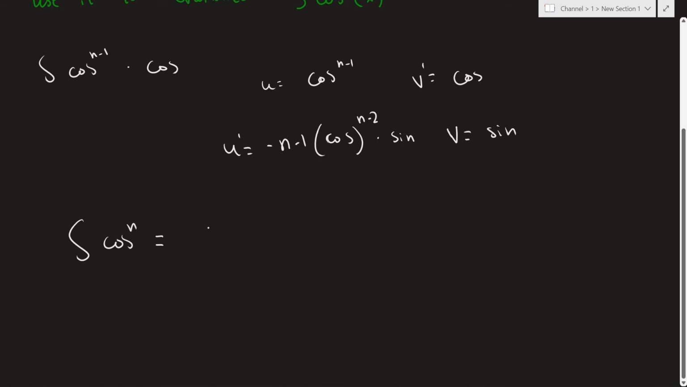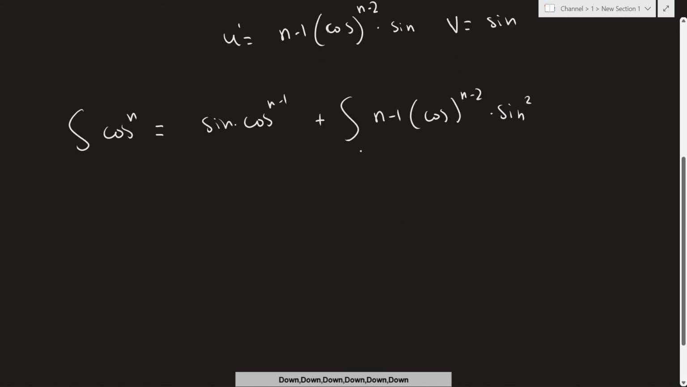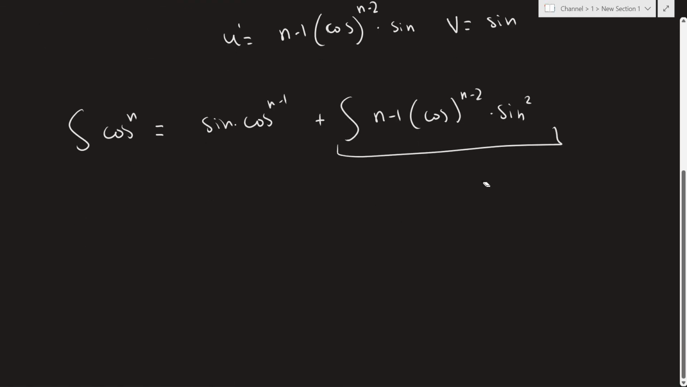So now apply the formula. The integral of u v prime, which is cosine^n, is equal to u v, which is sine times cosine^(n-1), minus the integration of, we have a negative here, so we can cancel the negative. It will be positive: n minus 1 times cosine^(n-2) times sine. Sine times sine is sine squared. And now the problem is here. We need to integrate. So first of all, I'm going to write this here: n minus 1 cosine^(n-2) times sine squared.